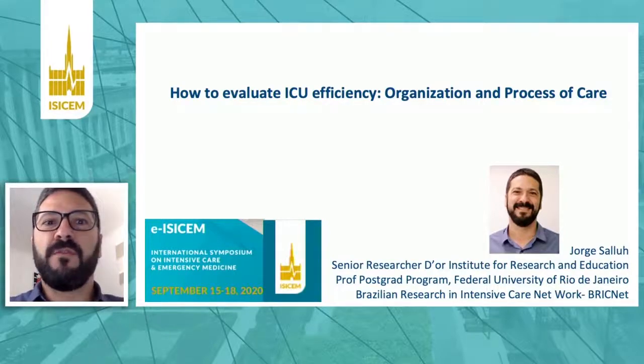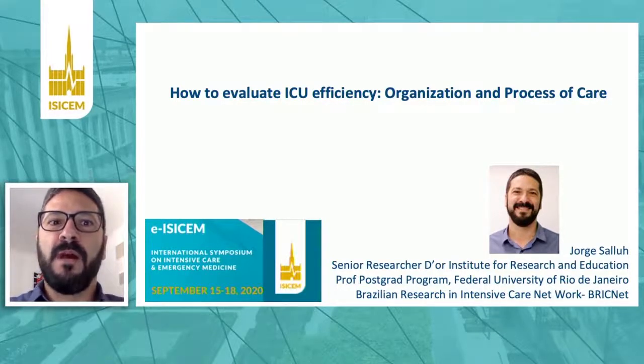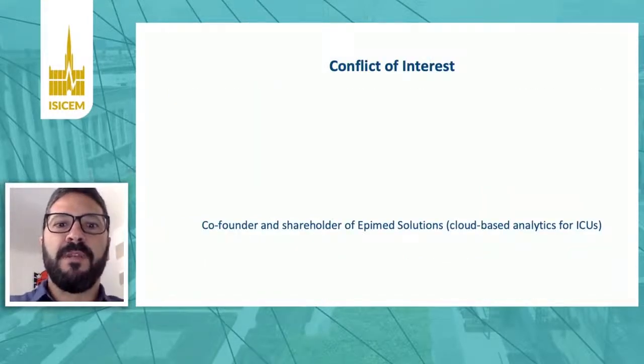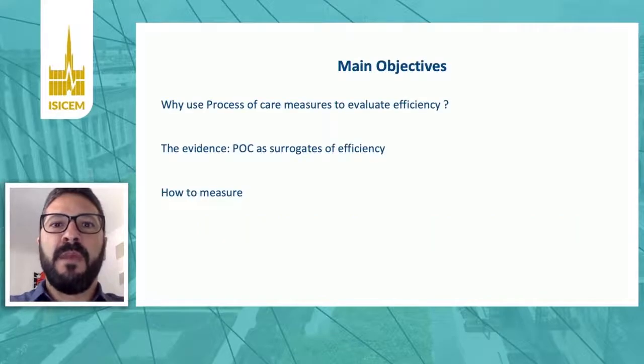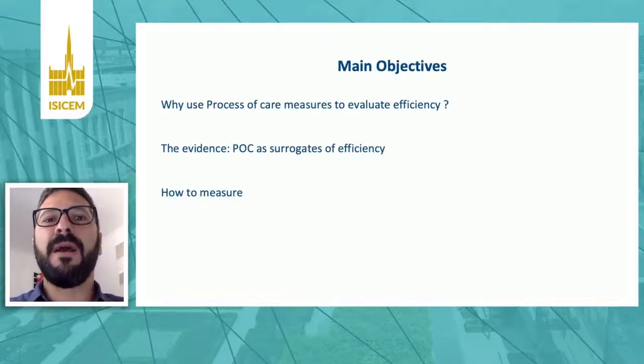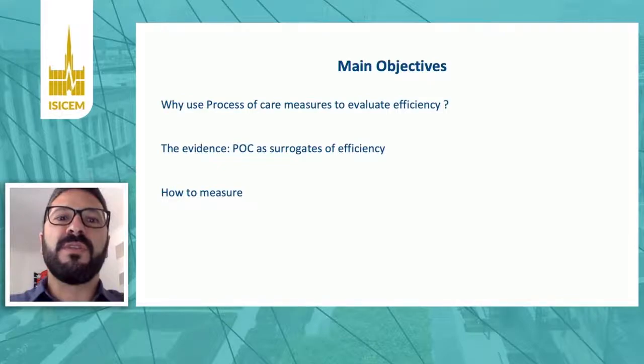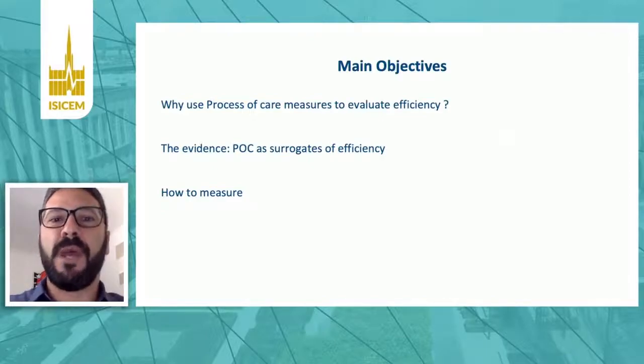Thanks for the invitation for this session to talk about how to evaluate ICU efficiency with a focus on process of care and organization. This is my conflict of interest. And the main objectives in the next 12 minutes will be to look into why we should use process of care measures to evaluate ICU efficiency. Also, what's the evidence behind process of care measures as surrogates of intensive care efficiency. And finally, a little bit on how to measure process of care in practice.